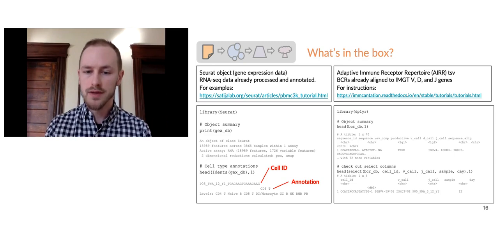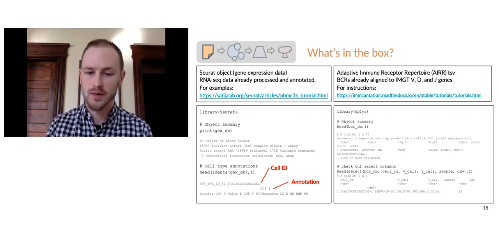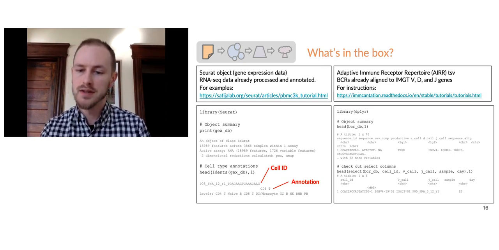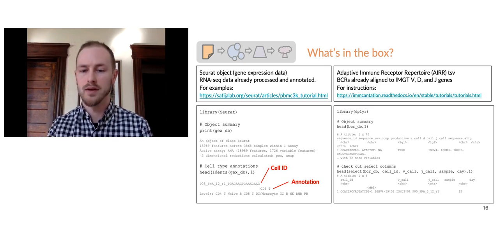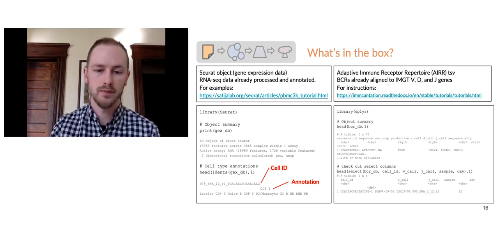The data in this object really is just a big table. Each row is a sequence, and each column contains information about that sequence. These columns are important metadata, such as the cell ID, the v_call, the j_call, the sample, and the day. So if you want to look closely at the information we have for each of the sequences, you can use these commands.